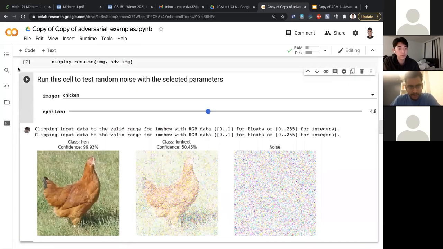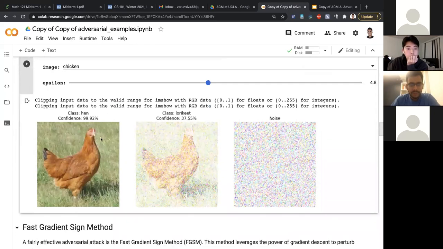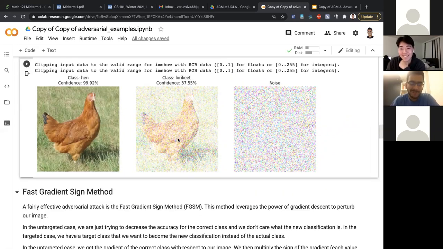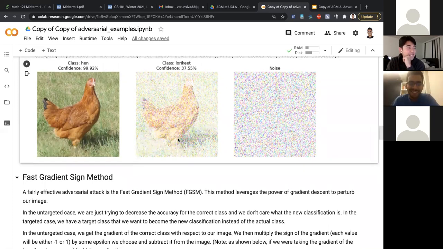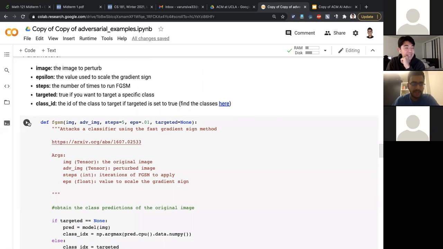So for example, this is an image of a hen. If you add some random noise to the image, it now thinks that it's no longer a hen, it's something called a lorikeet. I actually don't even know what a lorikeet is. But yeah, so that's something you can do with just random noise.